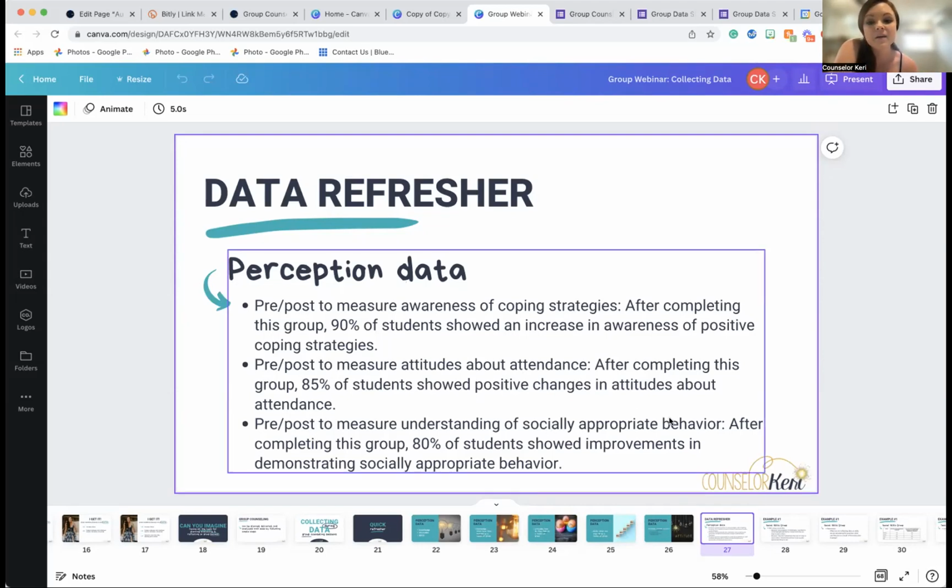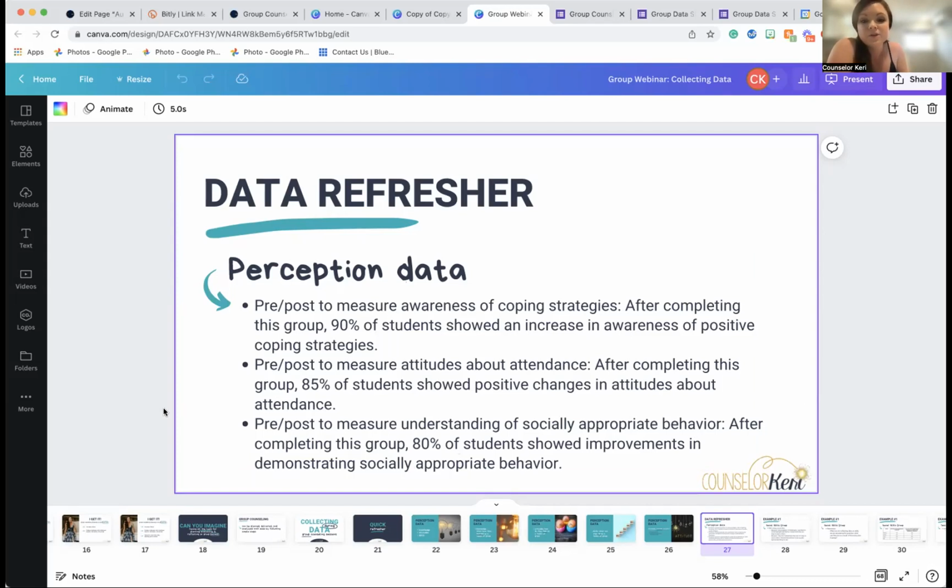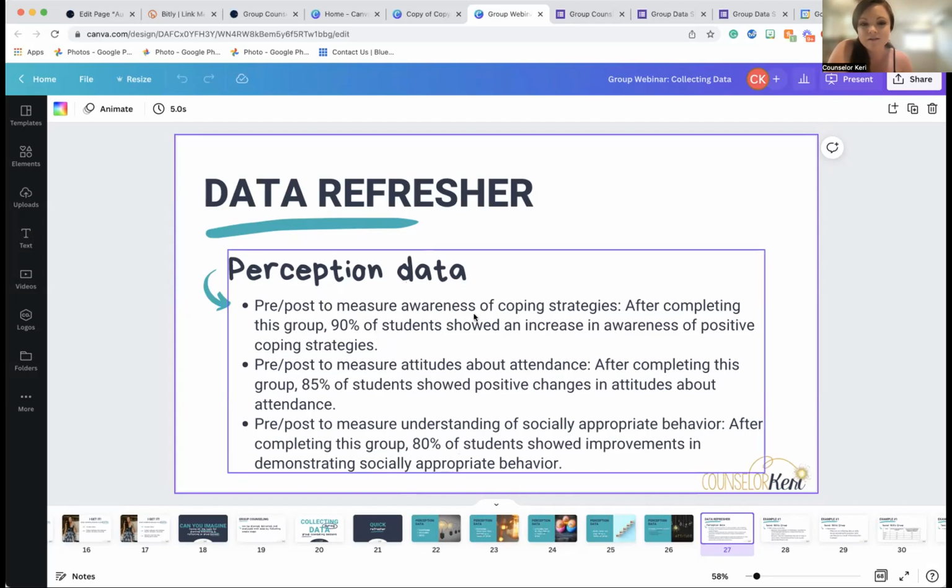We might be doing a social skills group focusing on socially appropriate behavior. So a pre and post measure to understand that. And then maybe after completing the group, 80% of students showed improvements in demonstrating socially appropriate behavior. So demonstrating the behavior, that's the skill that they've received from the group. This one, awareness, that's a knowledge that we're assessing: what knowledge they have of coping skills. Attitudes, of course, is attitudes. And demonstrating a socially appropriate behavior, that would be the skill that they can demonstrate.